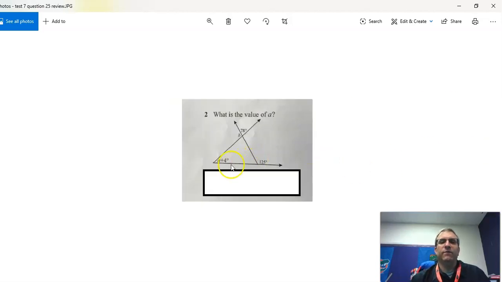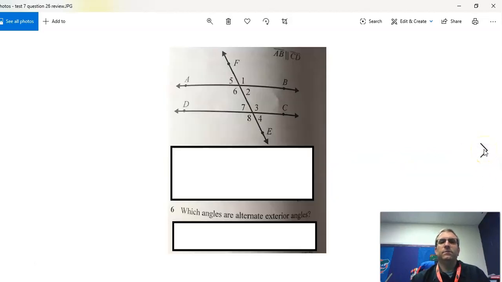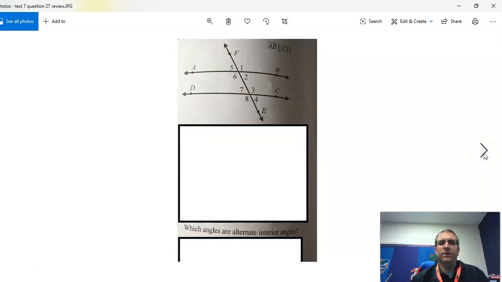Then what is the value of a? Well, I can find the values in here, and solve for a. All right, what are the alternate exterior angles? Again, alternate on opposite sides of the transversal, exterior outside of the parallel lines. And then next one, which angles are alternate interior? Just the opposite, where you have a transversal, parallel lines, alternate interior.